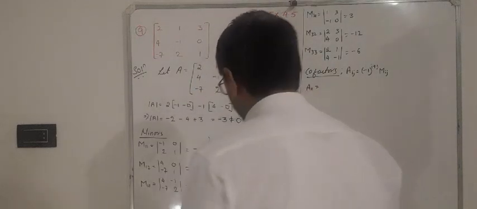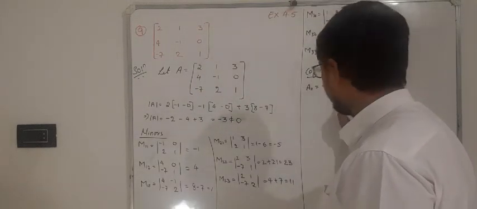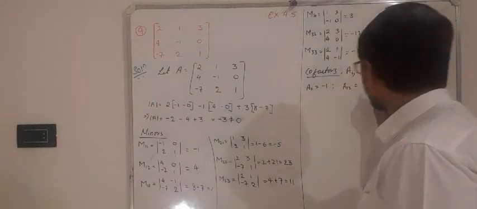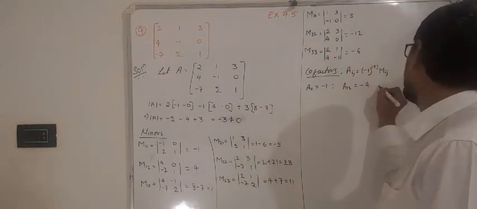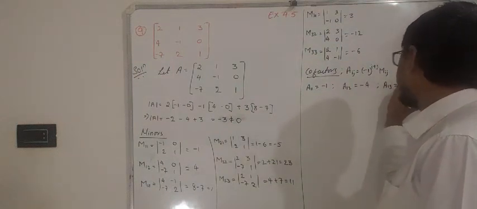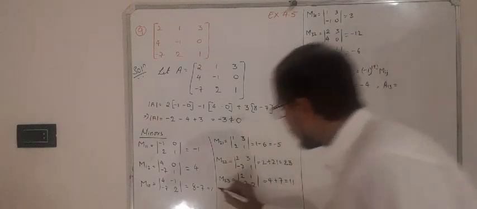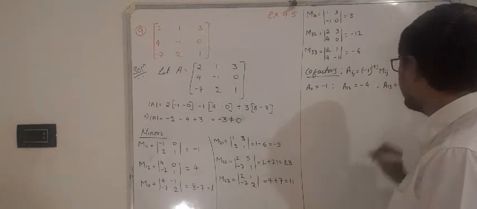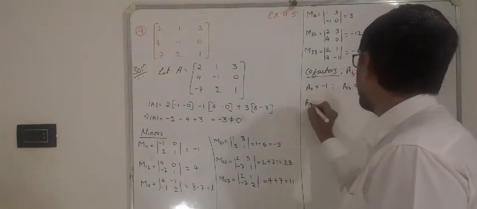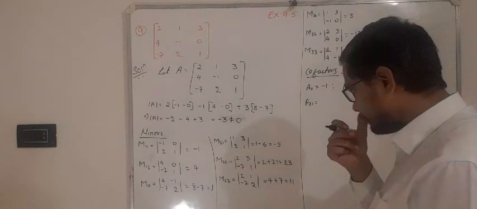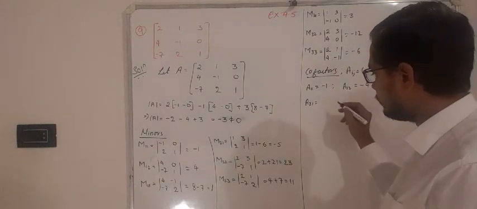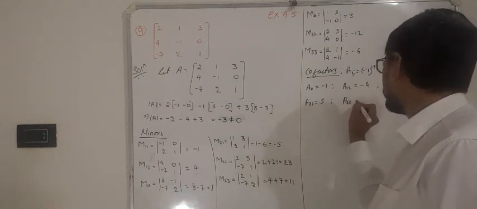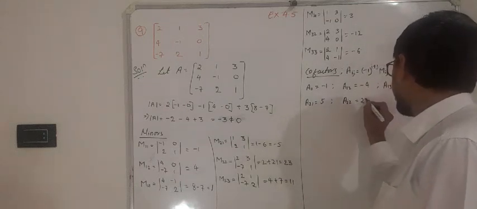A11 is minus 1. A12 is minus 4. A13 is, here it is 1, I will write it properly, 1, right? A21 is 5. A22 is 23.